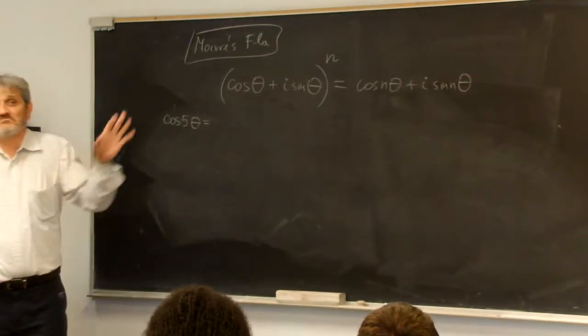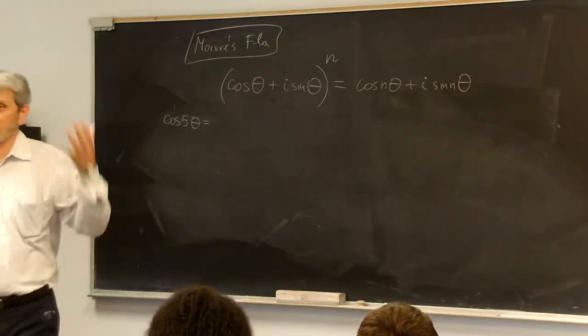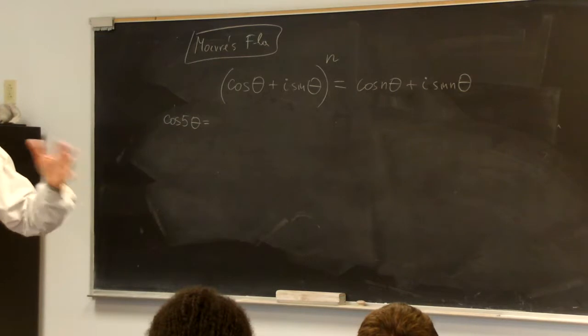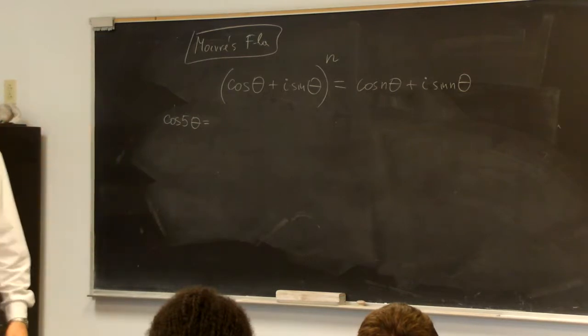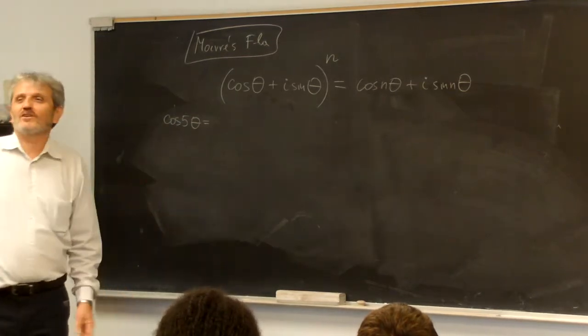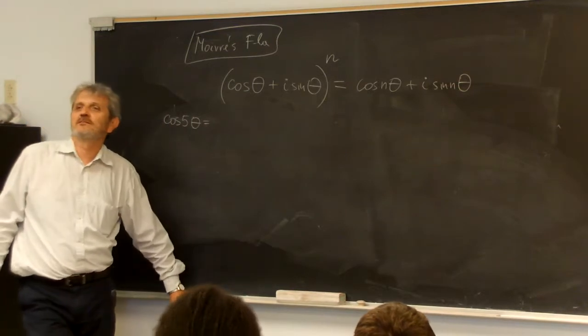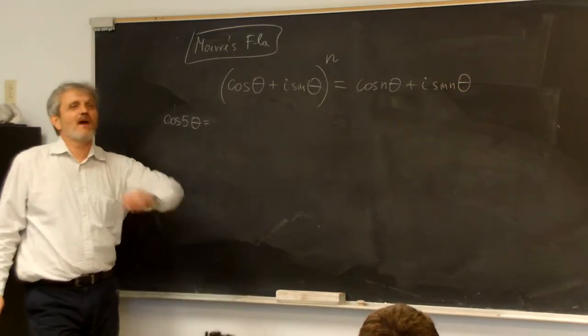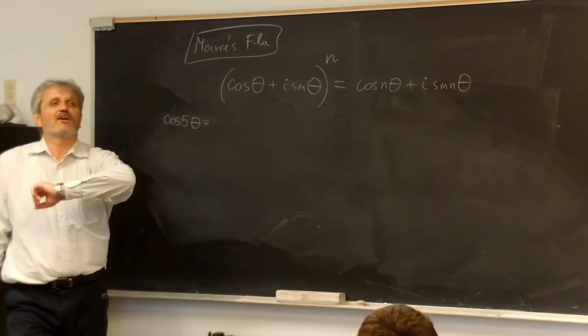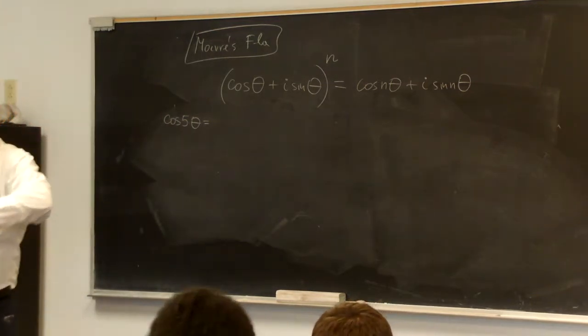Theta, probably nobody knows by heart. 5 theta, it's even more of a problem. So, what if you need cosine 5 theta? How would you compute it? You have half an hour to earn $10,000 to find cosine 5 theta. What would you do?